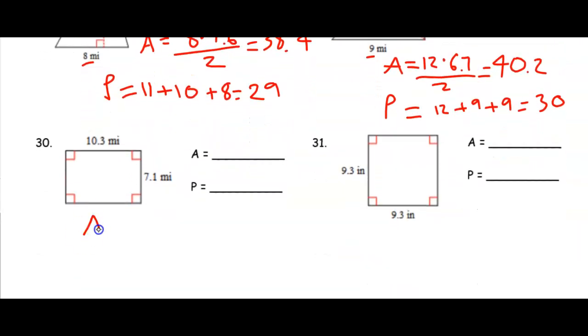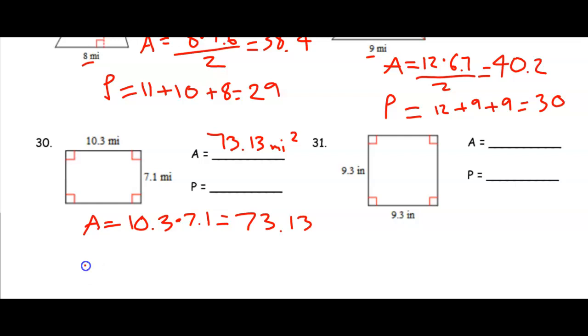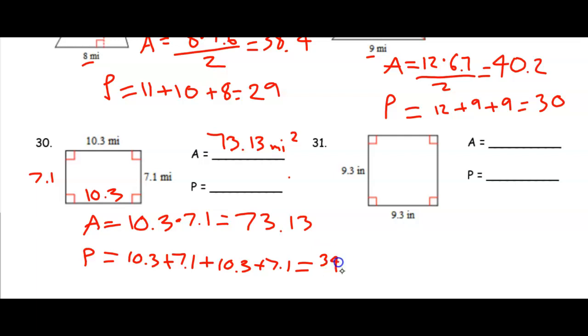All right. For the area of a rectangle, it's length times width. So 10.3 times 7.1 is 73.13. That's going to be miles again, squared. And then perimeter. Remember, opposite sides are the same. So you've got to add them all up. 10.3 plus 7.1 plus 10.3 plus 7.1. All right, so let's add that up. 34.8.